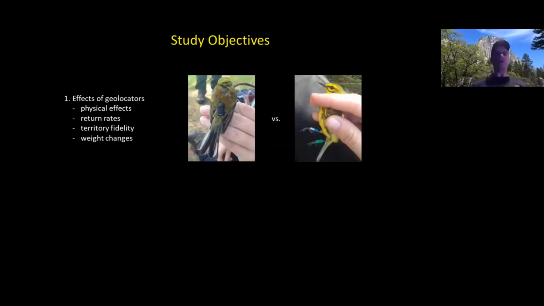So we have two overarching study objectives. First, we want to examine the effects of the geolocators on the birds. In particular, we want to examine the physical effects of the geolocators. We also want to look at how carrying the geolocators affects return rates of birds, territory fidelity, and weight changes. And we did this by comparing a group of birds with geolocators and color bands to a control group that just had color bands.